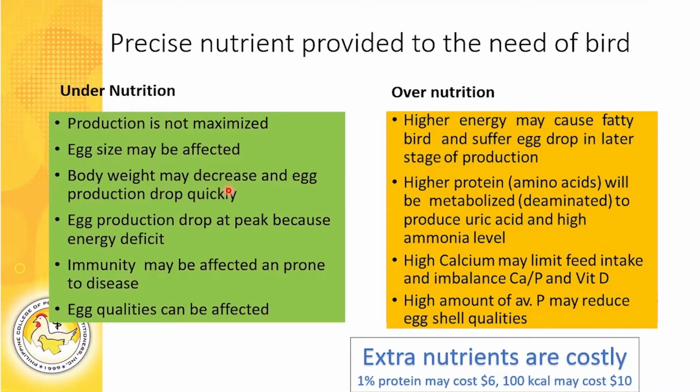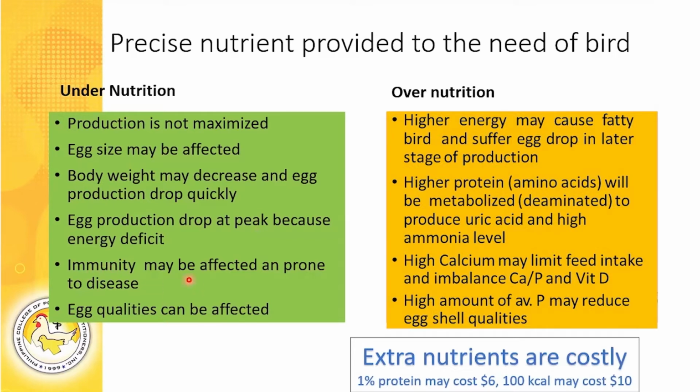This is critical. If during the laying period the body weight of the bird is decreasing, it will be a problem at the end of the laying period because egg production will drop very quickly. A drop in egg production at the peak has been noticed in several cases in layer farms. Why? Because the energy requirement for the bird to maintain productivity is not met by the supply of energy coming from the feed. If there's a deficit in energy level, at the end of the day, egg production will drop very quickly during the peaking period.